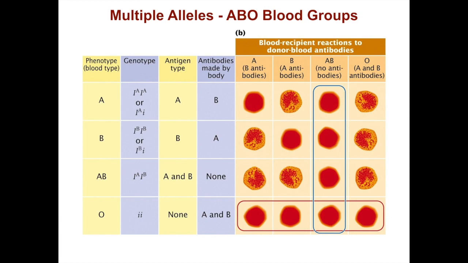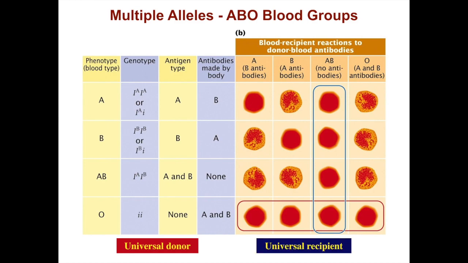Here you can see blood recipient reactions to donor blood antibodies. So the universal donor, O, is in red. So you can see with the universal donor, the O blood type, that the recipient doesn't react to the donor blood. However, if you look at the universal recipient, which is in blue, you can see that the universal recipient can get blood of any type. The recipient will not react.